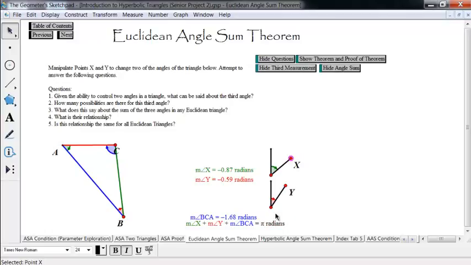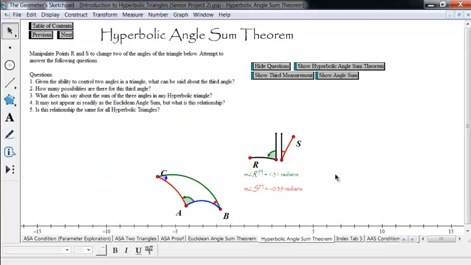But actually, it's even more remarkable than that. You can actually prove that if this sum is any constant, that constant has to be pi, and that the parallel postulate holds. So contrast that with the hyperbolic sum here, hyperbolic angles here.